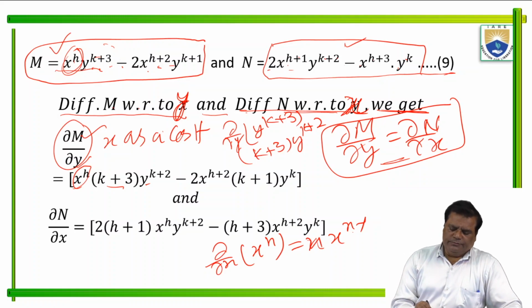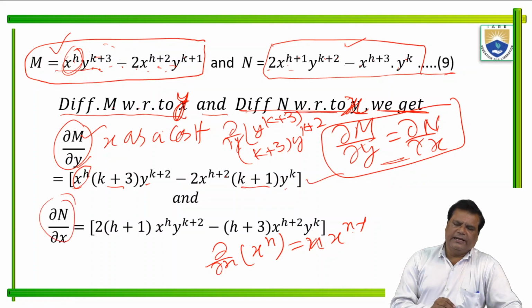So now here N is x to the power h plus 2 and differentiating with respect to y, y to the power k plus 1. So (k plus 1) x y to the power k plus 1 minus 1, so y to the power k. And del N over del x: differentiation of N with respect to x, here y is a constant.